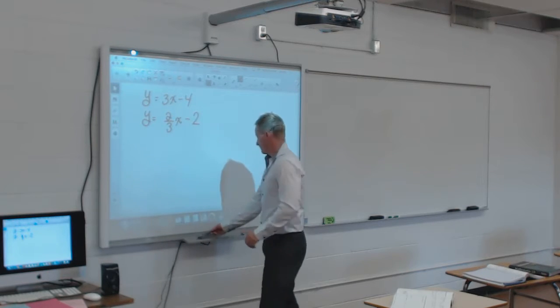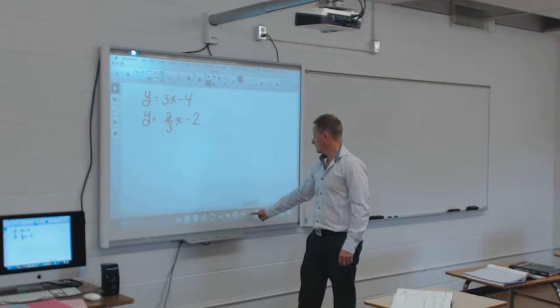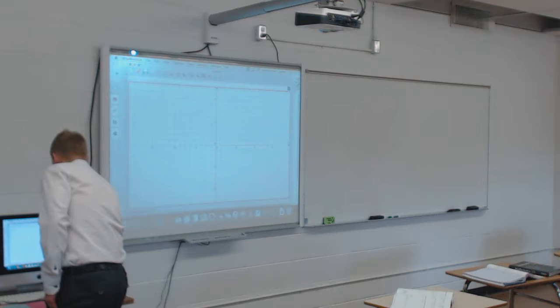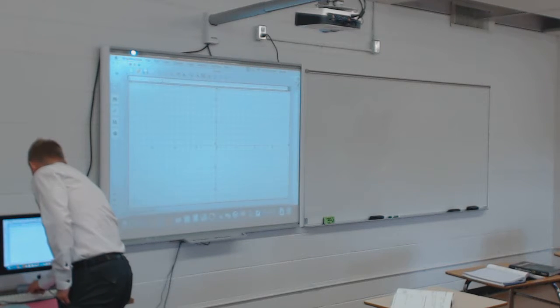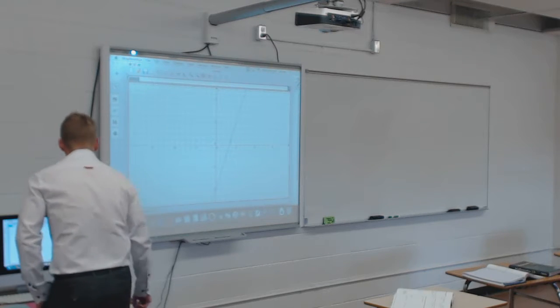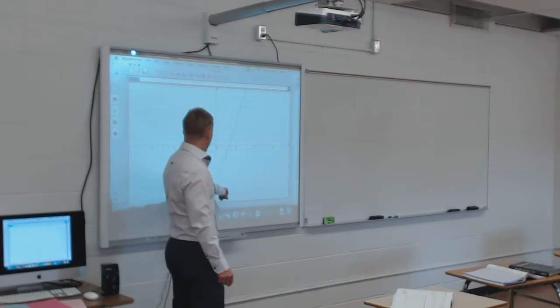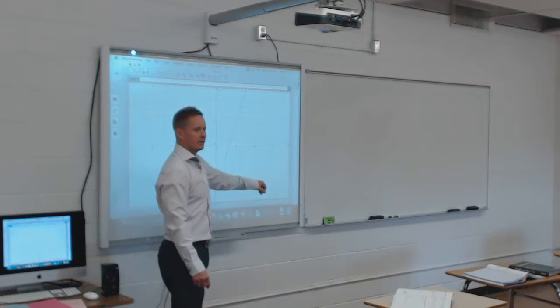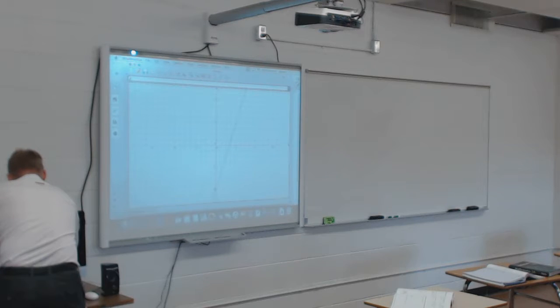Punch in the equations. So the first equation was y equals 3x minus 4, correct? Okay. So there's that line. So we would go down to minus 4, and then our slope tells us to do what? Up 3, right 1, correct? And the second equation was y is equal to 2 over 3x minus 2.